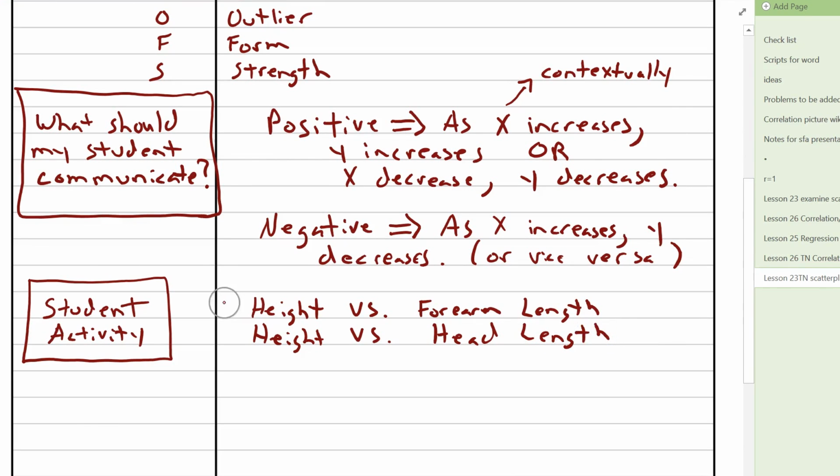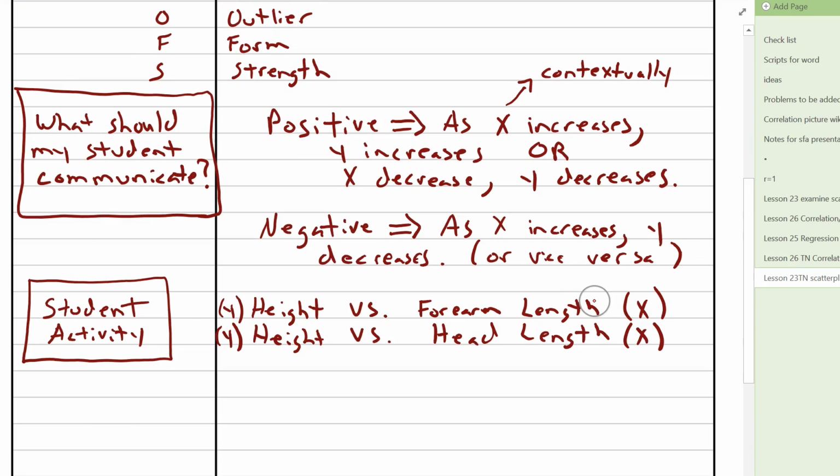In both of these cases, y is my response variable, my dependent, and these two are going to be my independent. Both forearm length and head length are positively associated with height. That is, as our heads get larger, we tend to be taller, and as our forearms are longer, we tend to be taller.